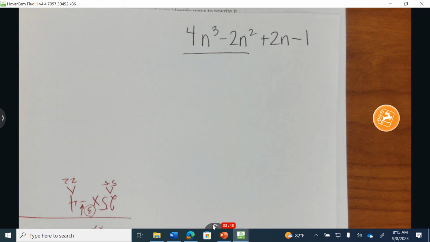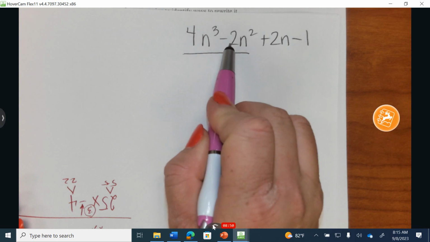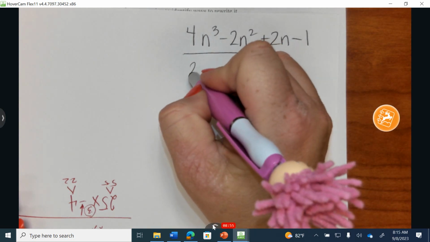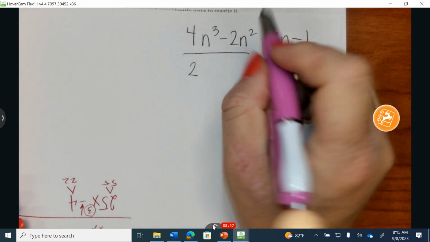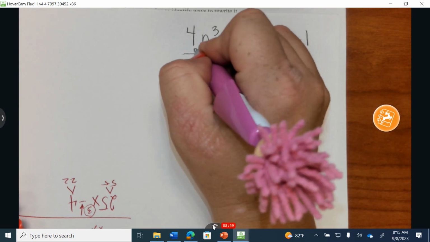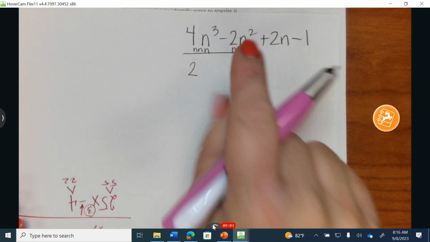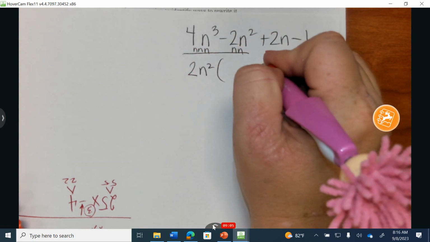So this goes back to your number sense. What is the largest number you can factor out of 2 and also out of 4? The answer is 2. And then I have to ask myself, okay, I know this is like 3 n's and this is 2. What's the most I can take out of these first 2? I can take 2 out. Put parentheses down.